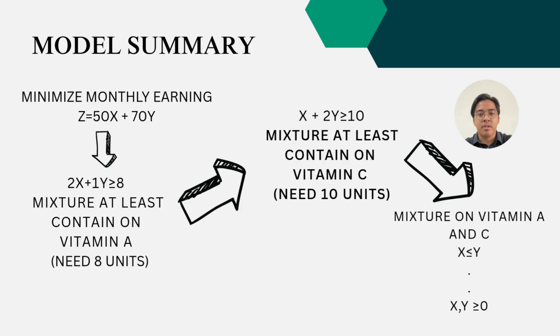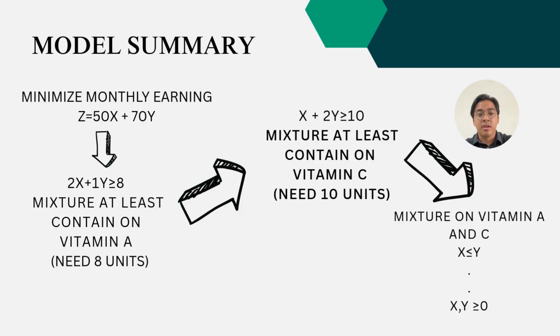First, vitamin A requirement is 2x plus 1y is greater than or equal to 8. This ensures the total mixture contains at least 8 units of vitamin A. Second is vitamin C requirement: x plus 2y is greater than or equal to 10. This guarantees a minimum of 10 units of vitamin C. Third is the proportionality constraint, which is x is less than or equal to y. This indicates that the amount of mixture x must not exceed the amount of mixture y.